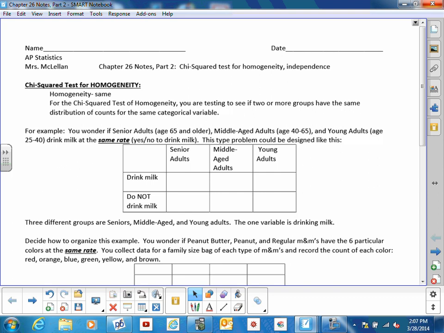And so, here we go for the chi-squared test of homogeneity, which is going to be today. You guys know that homogeneity means the same. So what we're interested in for chi-squared tests of homogeneity is testing to see if two or more groups, that's why it's different than just a hypothesis test of one proportion, have the same distribution of counts for one categorical variable, like color in our M&Ms.